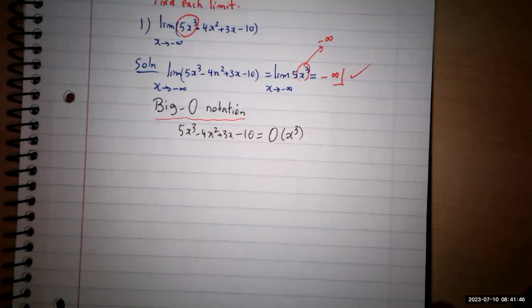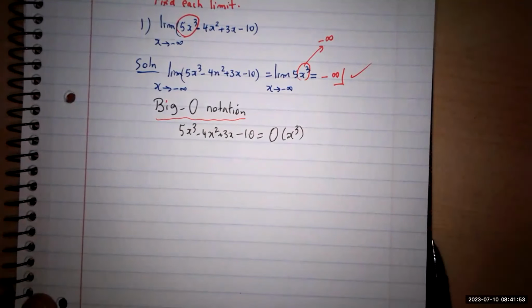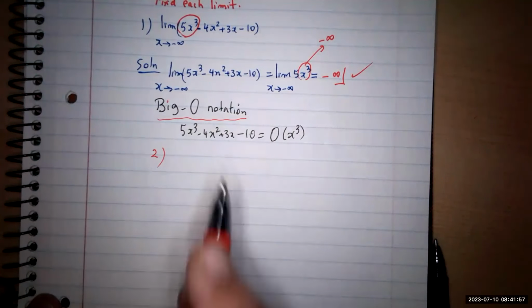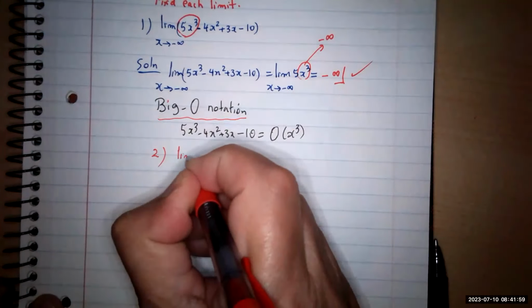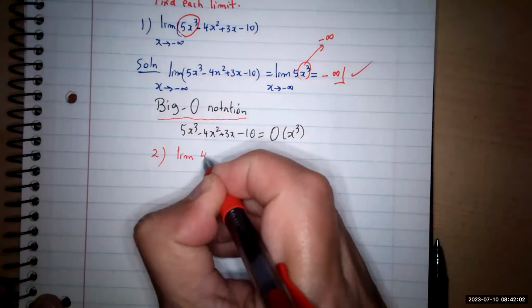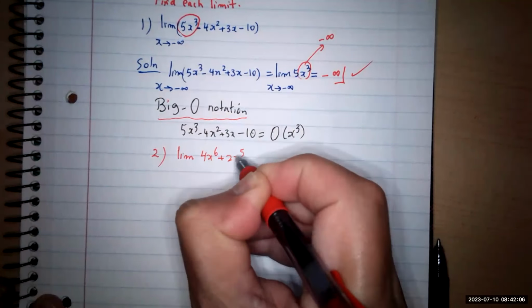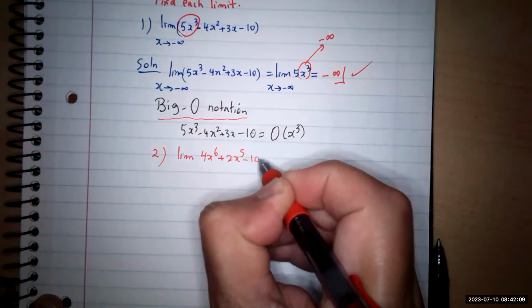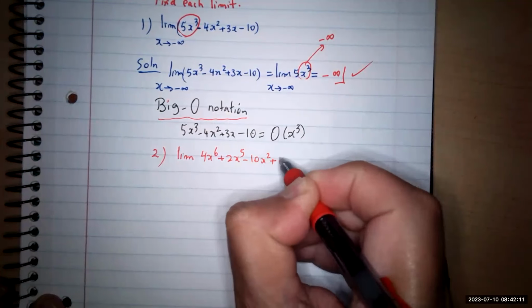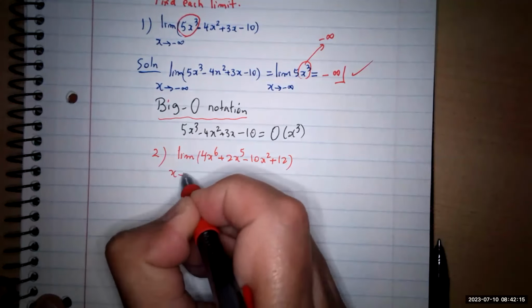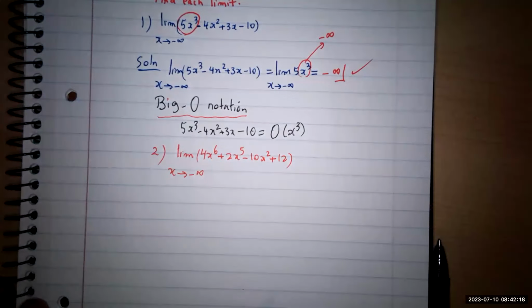Any question? Let me give you another one for the polynomials. So we are done with the first group of the function. That's it. So let's check another one. You want to check this one, the limit of 4x to the 6 plus 2x to the 5th minus 10x squared plus 12. You want to find the limit at negative infinity of this function.